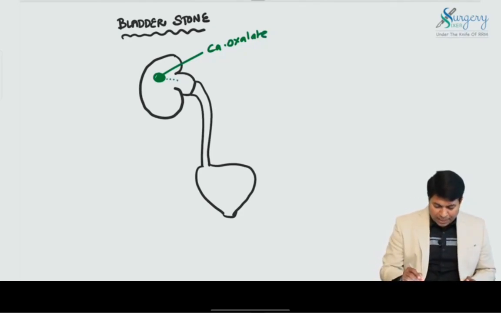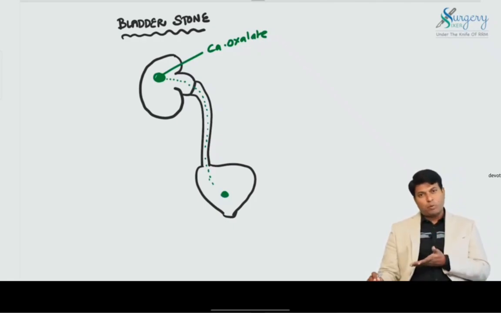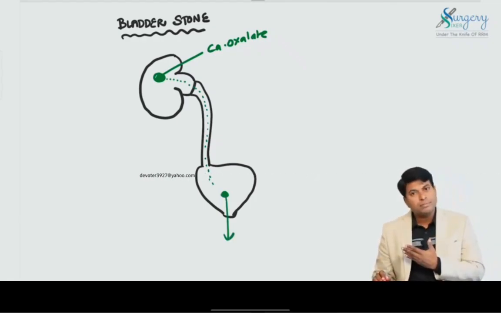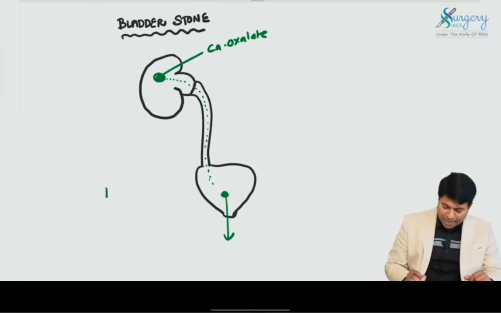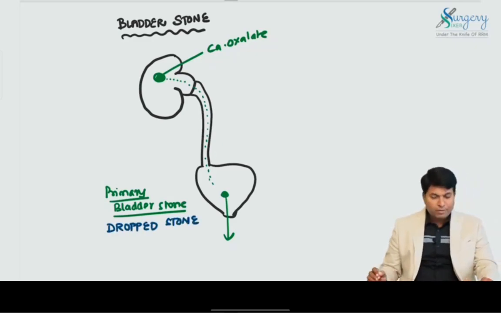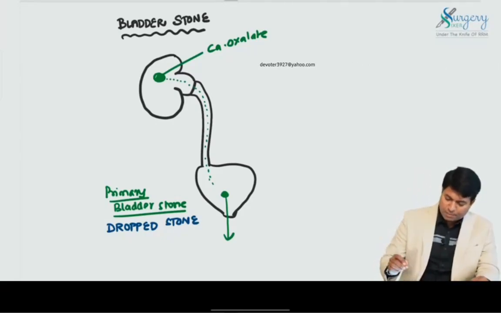The stone from the kidney can drop down into the bladder. If it comes to the bladder, what will happen to it? Will it stay there or will it come out? It will not stay in the bladder. It is a very small stone. It has passed through the ureter, so it will come out. This type of stone found in the bladder is known as primary bladder stone. So please remember, primary bladder stone is a dropped stone from above, from the kidney.